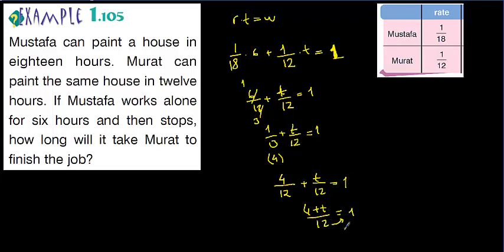If we send the 12 to the other side, you remember we have to multiply, and it becomes, here I'm going to continue from this part, 4 plus t will be equal to 1 times 12. 4 plus t is equal to 12. t is equal to 12 minus 4, and t is equal to 8, we will say.